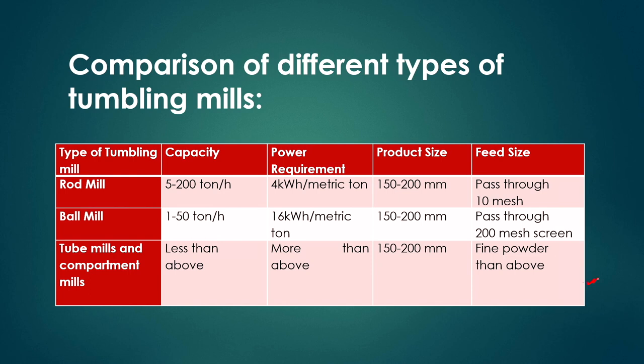Some will be higher in capacity, some will be very low in capacity. Even, you will see the rod mill will consume more energy compared to the tube mill, whereas the ball mill will have a very high power requirement to run. But in all cases the product size will be the same, though the feed size will be different.